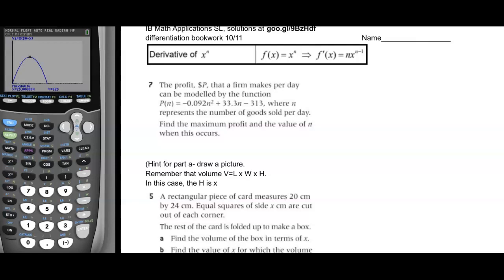Page 10. So the first problem says the profit P that a firm makes per day can be modeled by the function blah, blah, blah, where N represents the number of goods sold per day. Yay, business problem. Find the maximum profit and the value of N when this occurs. Okay, so this is pretty straightforward. They don't even ask us to find the derivative. All we need to do is type it in the calculator and find the maximum point, right?